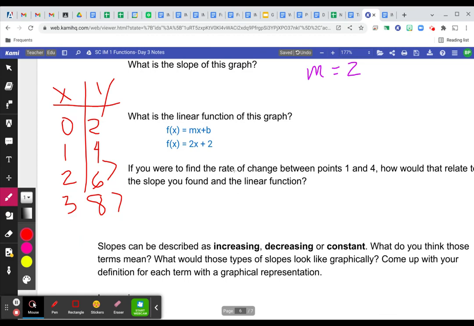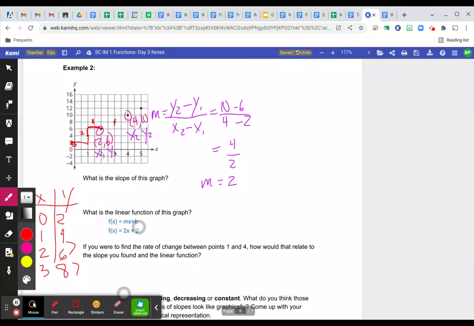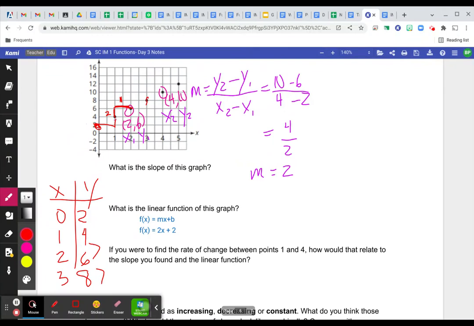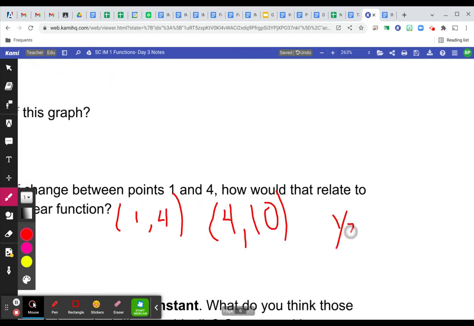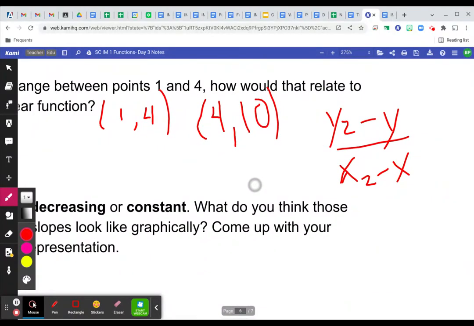If you were to find the rate of change between the points 1 and 4, did we already do that? Nope, we found it between 2 and 4. So let's find it between 1 and 4. So let's get the ordered pairs. So the points 1 and 4 means the point 1, 4. And the points 4, what is that, 10. So let's find the slope between those two. I would encourage you to pause it right now at this point and see if you can do that using the slope formula, y2 minus y1 over x2 minus x1, and then see if you can come up with what I came up with. Pause it and give it a shot.